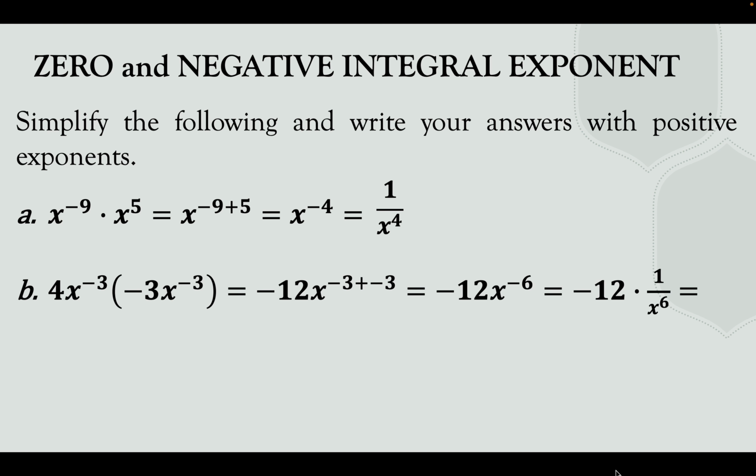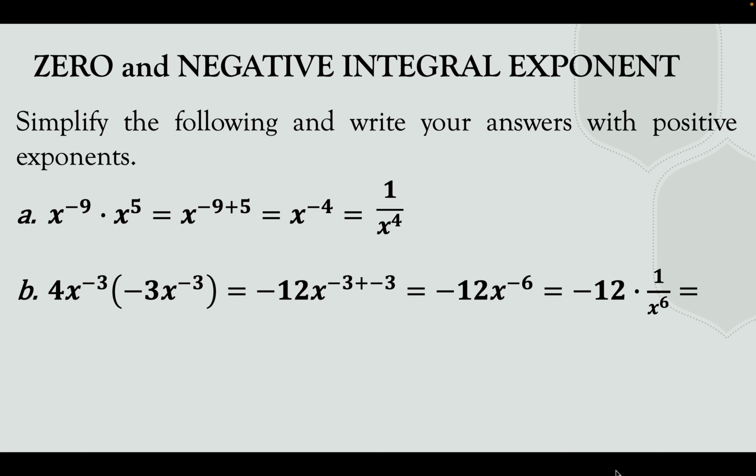Okay, example B, we have 4x raised to negative 3 times negative 3x raised to negative 3. So direct multiplication. So 4 times negative 3, so negative 12. So x raised to negative 3 times x raised to negative 3. So we have the same base, you just need to add negative 3 plus negative 3. So we have negative 12 x raised to negative 6.